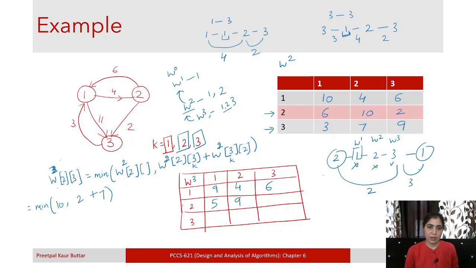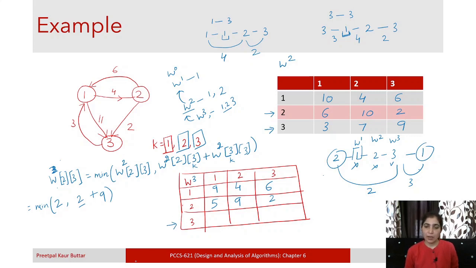Next let us move to 2 comma 3. It is 3 now. 2 comma 3 is 2. Again it is 2 and 3 comma 3 is 9. So we already have the better path. We will not change it. Okay. And then we reach the last row.